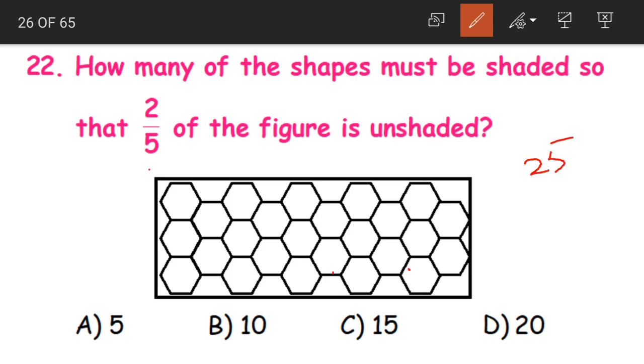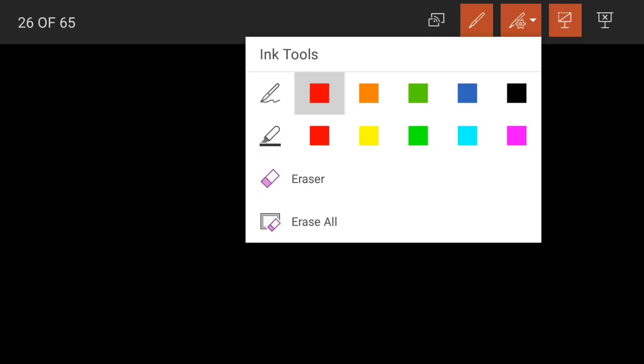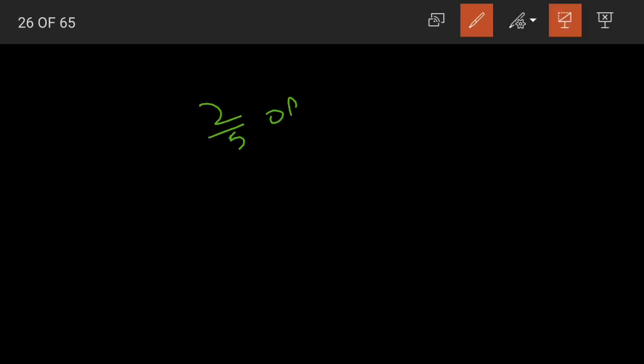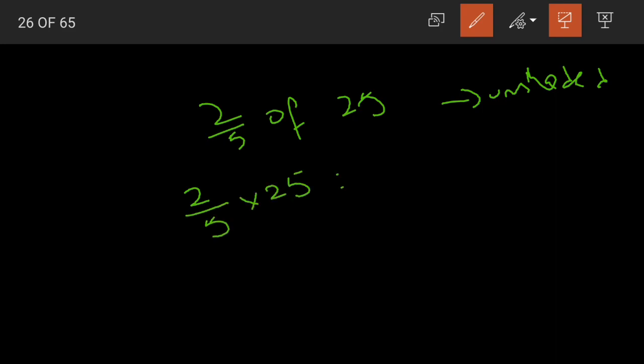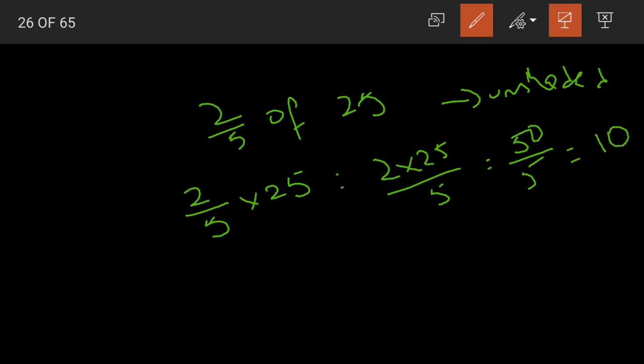Now from that, 2 by 5 should be unshaded. Again the of has come here. 2 by 5 of 25 must be unshaded. Let us find out what is 2 by 5 of 25. 2 by 5 into 25 is equal to 2 into 25 divided by 5, is equal to 50 by 5. 50 divided by 5 is 10. Yes, so 10 should be unshaded. Out of the given 25 shapes, 10 should be unshaded.